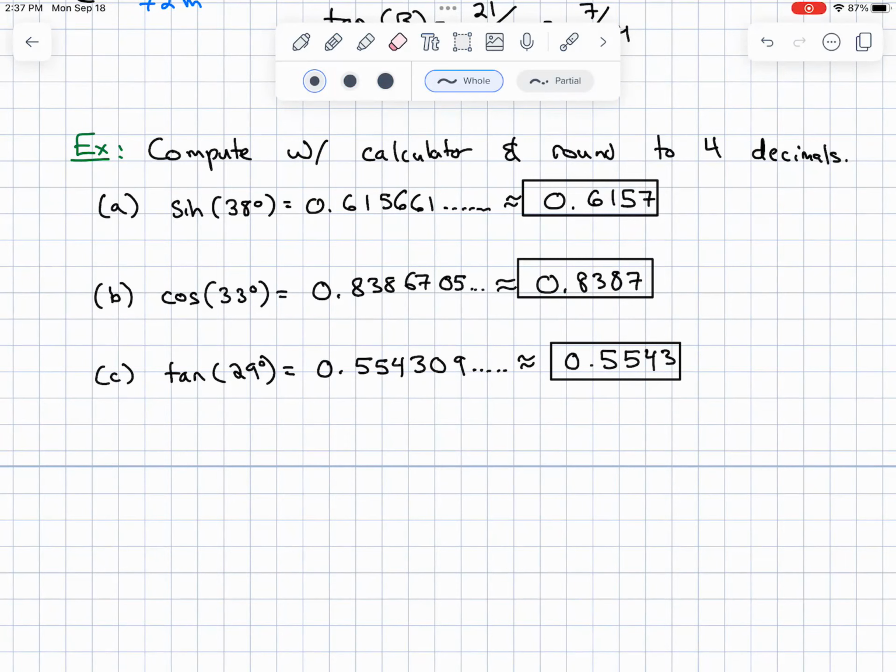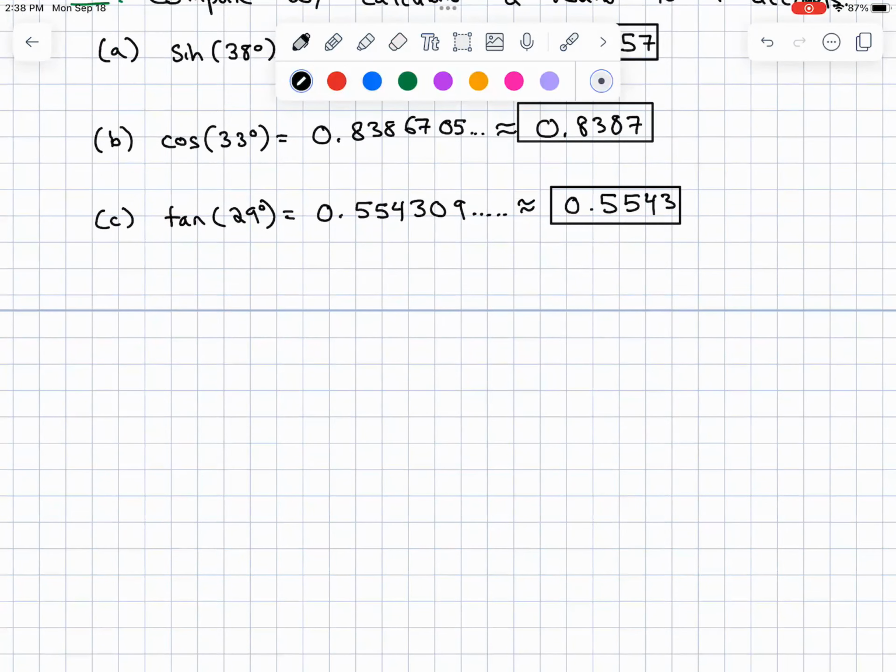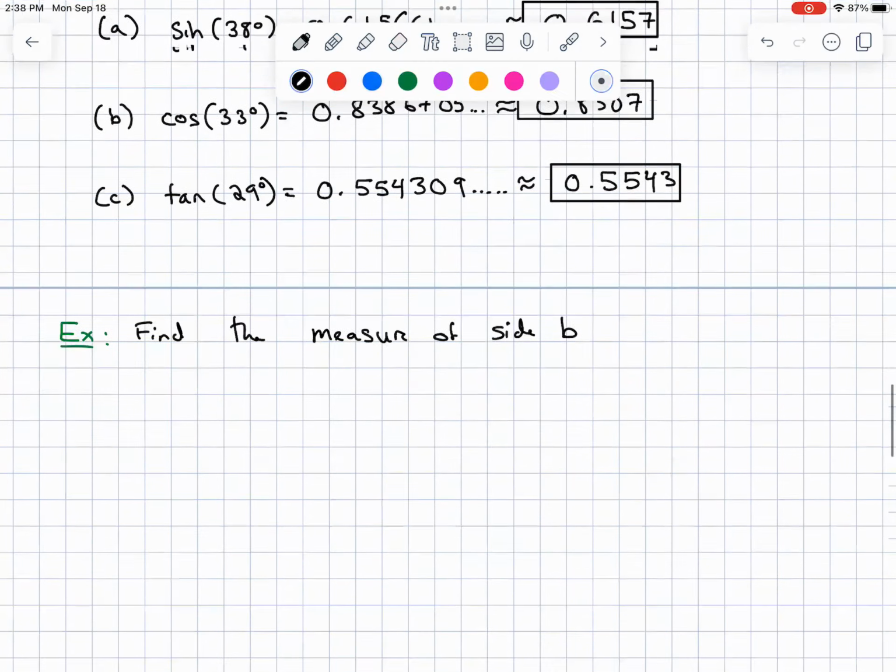But the point being is now, if we don't have a side length, but we know the angle, we can find it. So that's what we're going to do in this example here. Find the measure of side B.